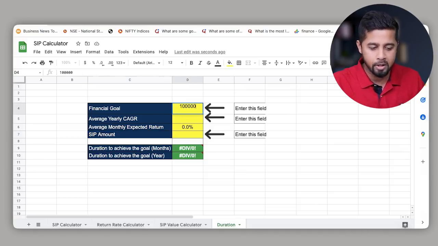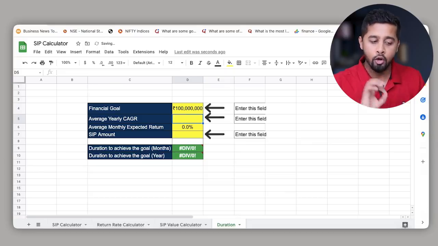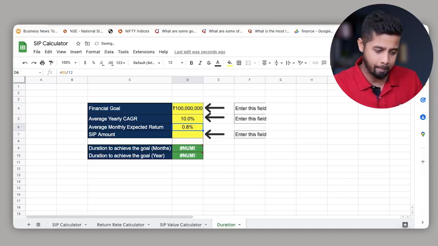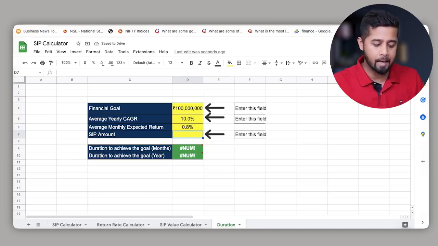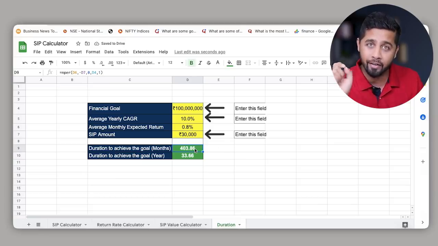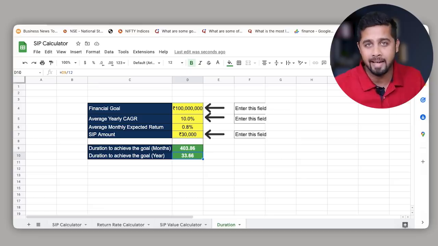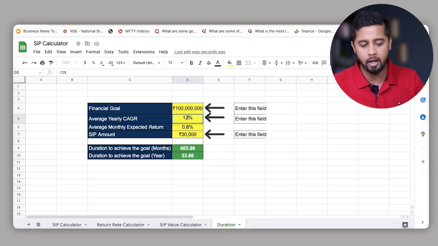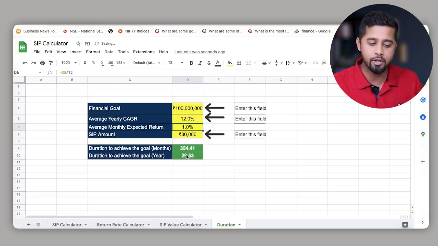You want to make a corpus of 10 crore, and let's say you assume a CAGR rate of 10% this time, and let's say you make an SIP of 30,000. So in that case, you have to stay invested for 403 months, which is around 33 years to achieve a corpus of 10 crore. Obviously, that's a pretty long period, but let's say instead of 10%, you assume a return of 12%. In that case, you have to stay invested for 29 years.